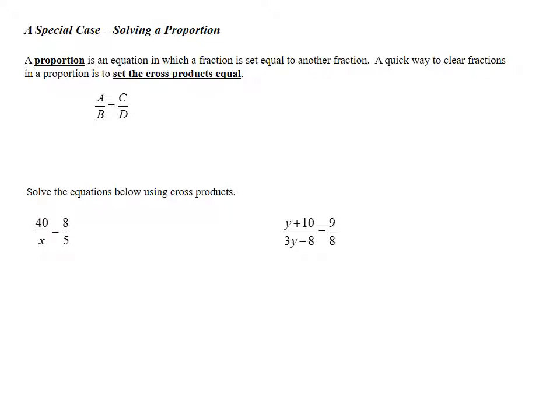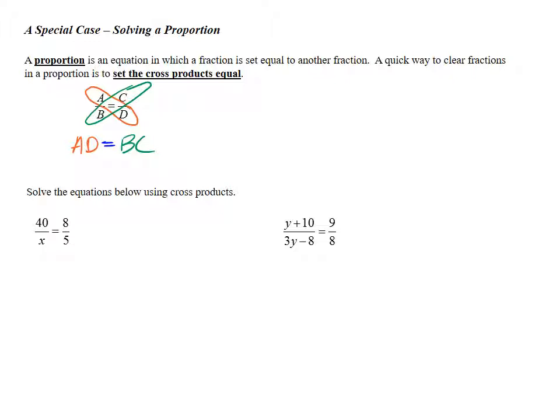When you have this situation, and it has to be a single fraction equal to another single fraction, then instead of using the LCDs, you can just get rid of the fractions by setting cross products equal. Now, what is a cross product? A cross product is when you multiply the diagonal values. So a times d would be one cross product, and b times c would be the other. It turns out these will always be equal as long as your denominators are not zero. So this is a special way to get rid of fractions.